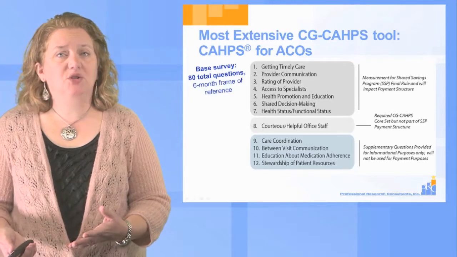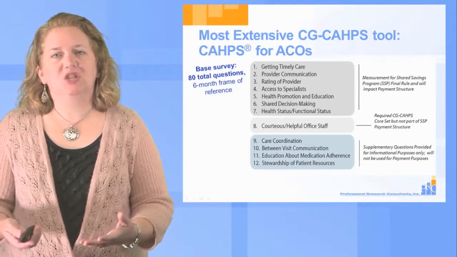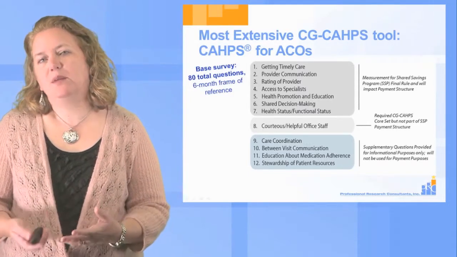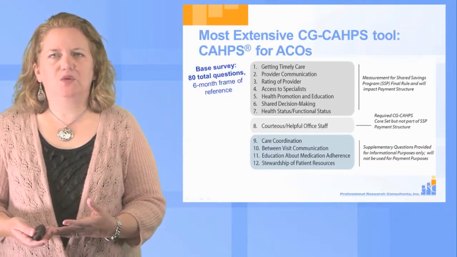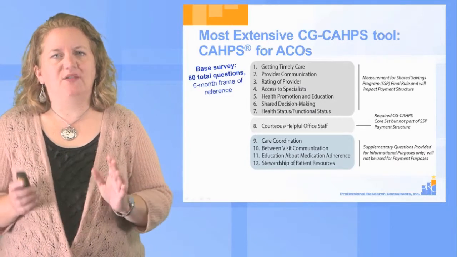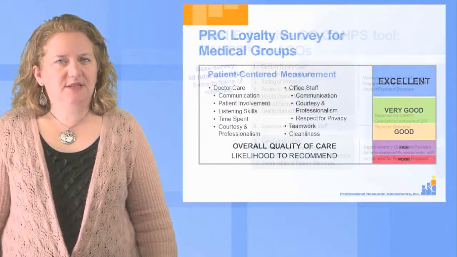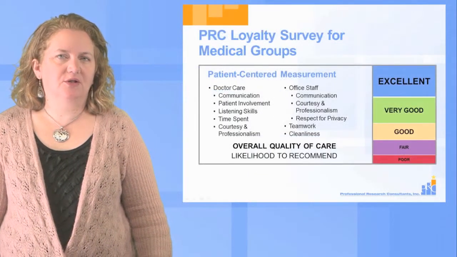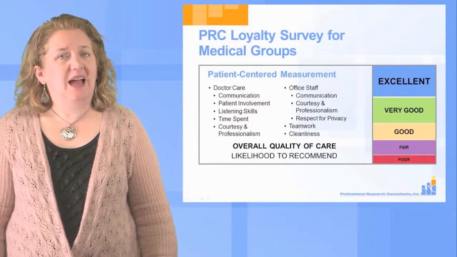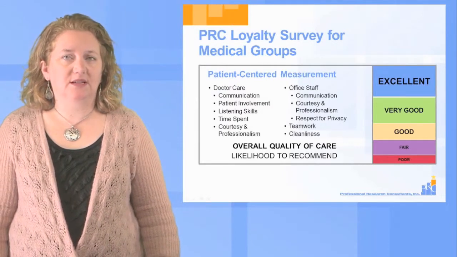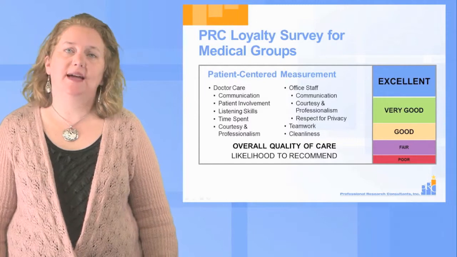For an ongoing measurement, where we'll be talking to patients each week after their visits, we recommend a survey that is 35 to 40 questions that stays in the 5 to 7 minute phone call range. The PRC Loyalty Survey differs most noticeably from the CAHPS survey in that it asks patients about their most recent visit, and we use an excellent to poor scale.